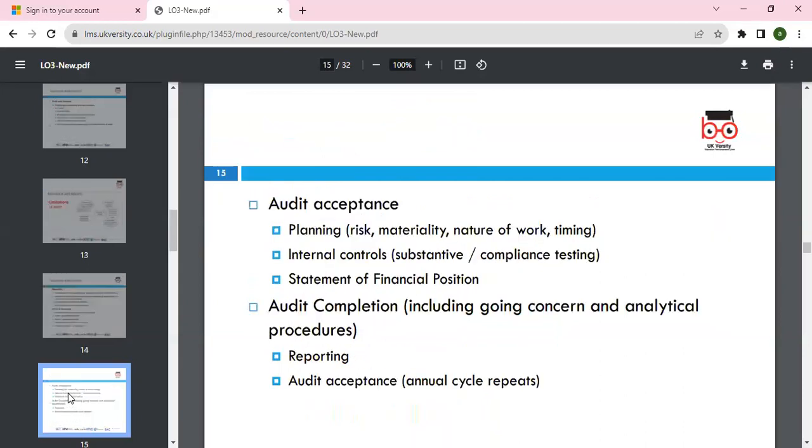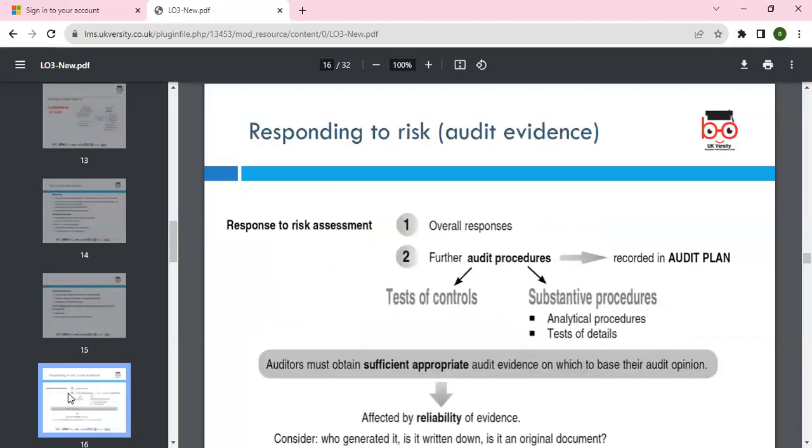Okay. Audit acceptance, planning, risk, materiality, and the nature of the work that needs to be done. Internal control, substantive and compliance testing, and the statement of financial position and audit completion are included. The financial position is the historical figures like a balance sheet. This carries on happening, so that's good. But the profit and loss we can prepare from scratch every year to show the performance. So audit completion includes going concern, analytical procedures, the reporting, then audit acceptance, and the annual cycle repeats. That's what will carry on.